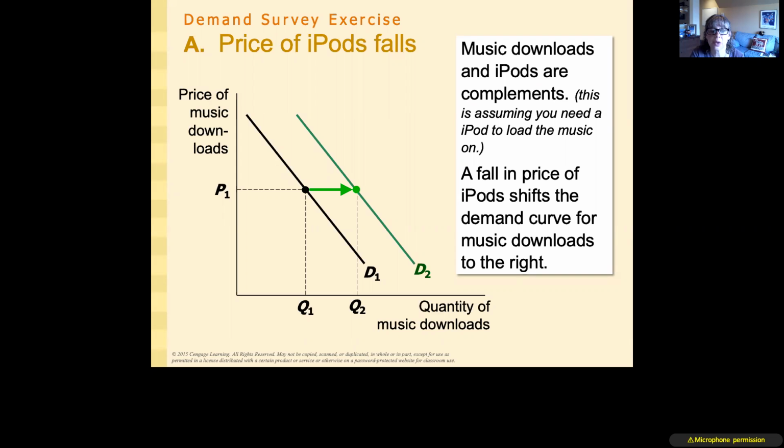If it's a complement and the price falls of one, it means that all of a sudden there are more people out there that can buy this good. If there are more people that can buy this good, it means that the demand curve is going to shift to the right. This is a classic example of what? A shift factor. In this case, the shift factor is the price of a complementary good.